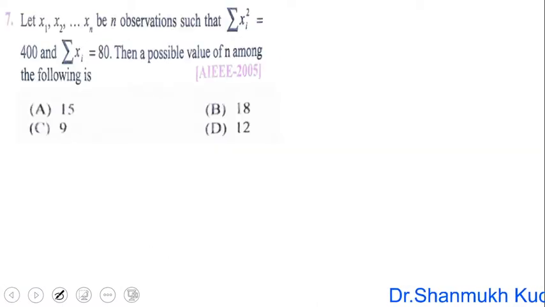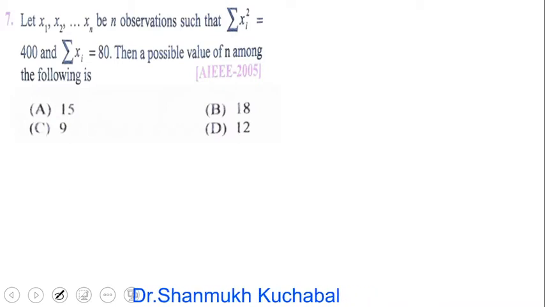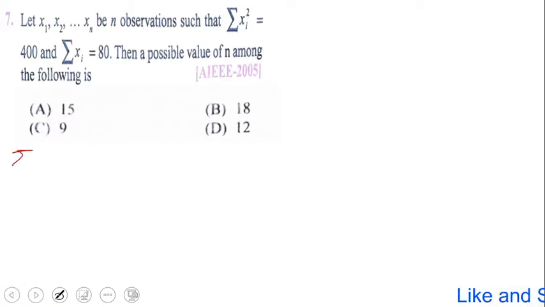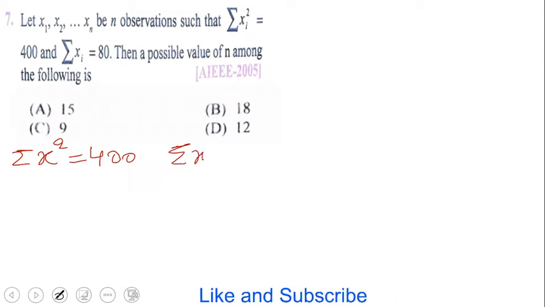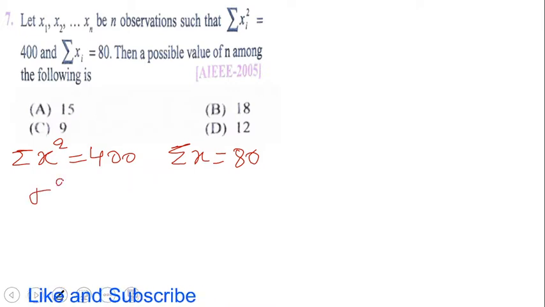Okay, we'll move to our next example. The question is, let x1, x2, ..., xn be n observations such that summation of xi square is 400 and summation of xi is 80, then the possible value of n we have to calculate. So here they have given the information about summation of x square, it is 400. Next, summation of x is 80.